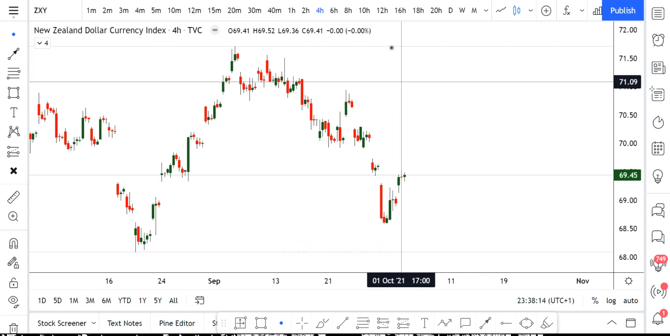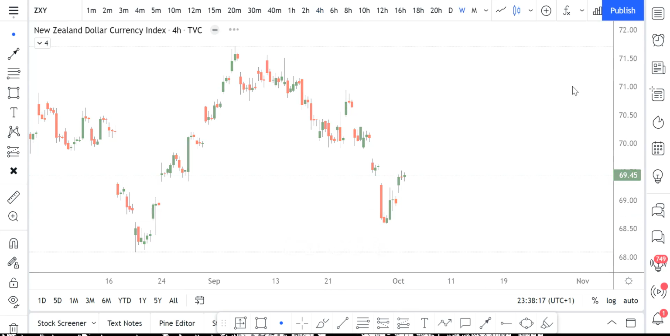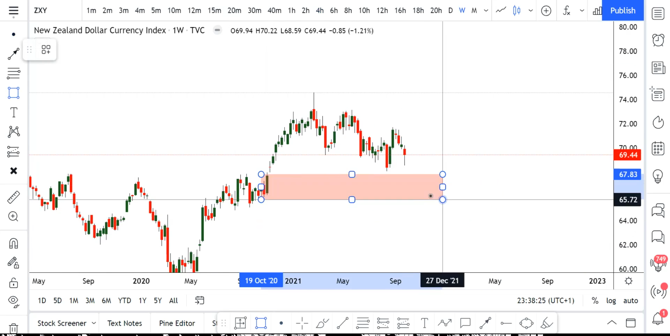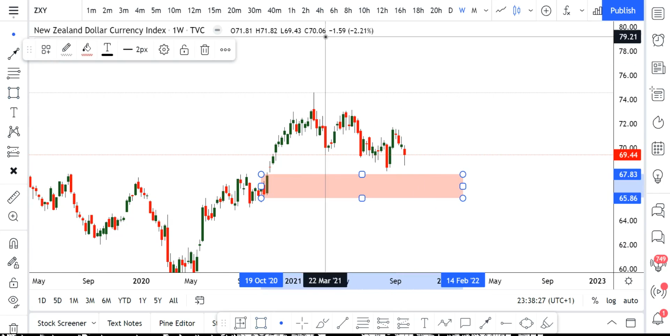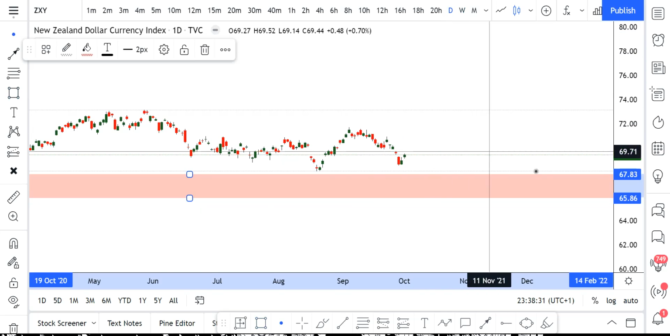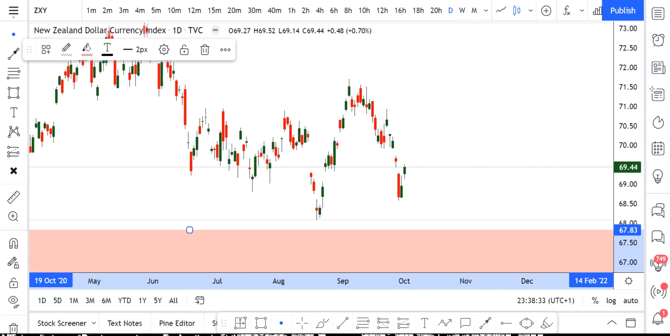Now, let us quickly check the New Zealand dollar index. Now, the New Zealand dollar index went up, came down, went up, came down. So, where is the particular demand zone we may see price fall to? This place will be good for price to fall to. Now, if you look at it carefully on the daily, we've broken structure here. So this is just a retracement on the daily before we move to the upside.